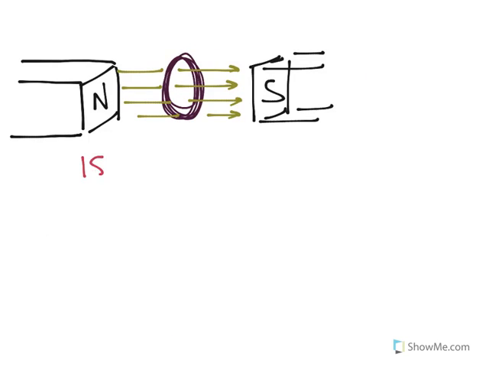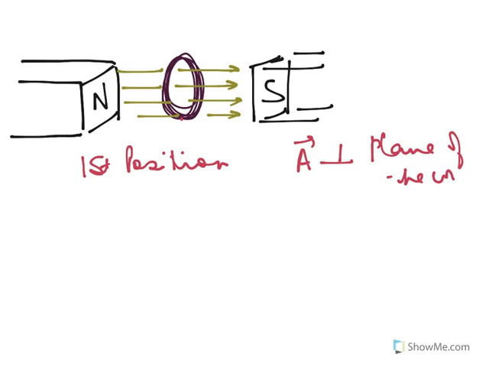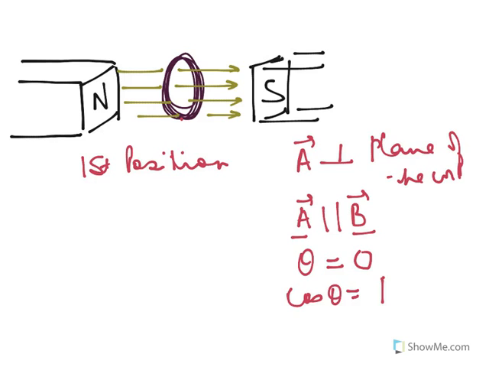So coming back to the first position of the coil, wherein the plane of the coil is normal to the magnetic field. The area vector is also perpendicular to the plane of the coil. In other words, area vector is parallel to the magnetic field. So the angle theta between the area vector of the coil and the magnetic field in this case is 0. In that case, cos theta becomes equal to 1.